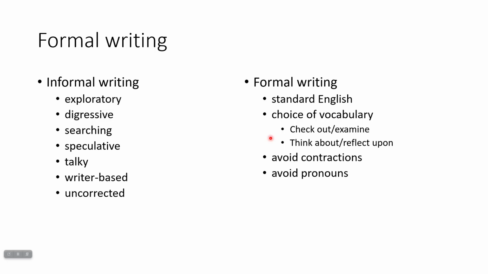All right, so just to go over what formal writing is, to review English 125: informal writing is exploratory, digressive, speculative, writer-based, uncorrected. Formal writing, you use standard English. The choice of vocabulary is more formal and exact. You don't use words such as "check out" when "examine" is the appropriate word choice. Think about, reflect upon. You avoid contractions and you avoid pronouns as much as you can.